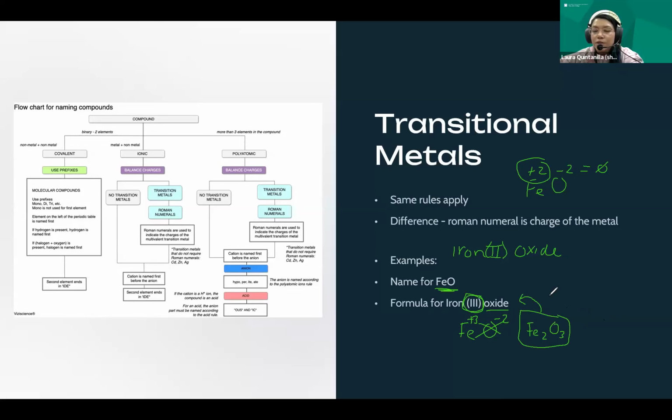And I want you to notice that this 3, some people will think, oh, that's how many irons I have. That's incorrect. We only have 2 irons in the formula. It's always the charge of the metal. So make sure to keep that straight. And those are pretty much the rules for transitionals. It's just focusing on the charge of the metal.